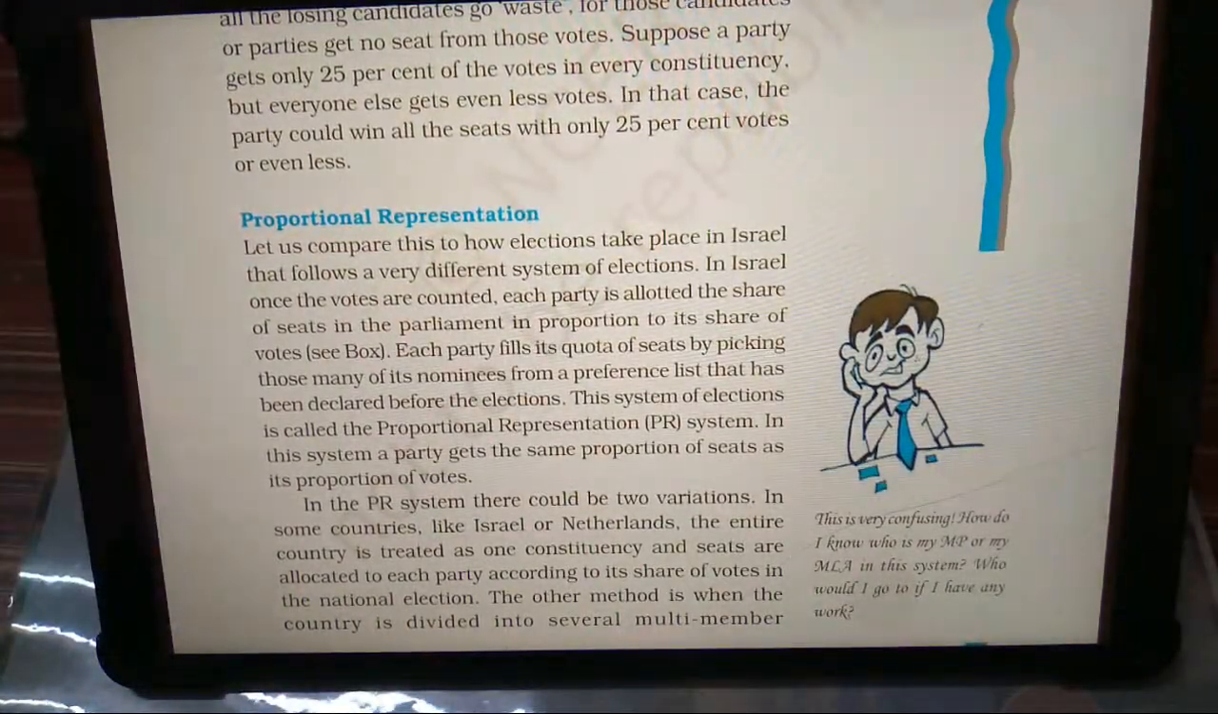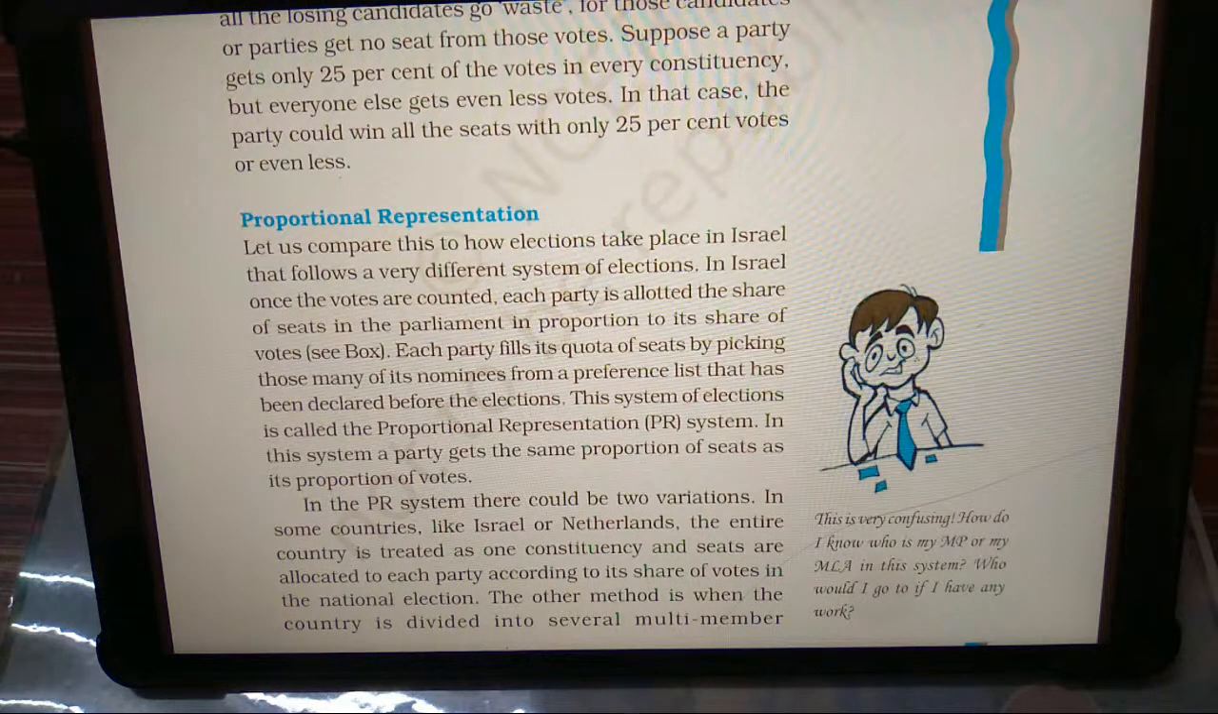Proportional representation. Let us compare this to how elections take place in Israel, which follows a very different system of elections. In Israel, once the votes are counted, each party is allotted a share of seats in the parliament in proportion to its share of votes. Each party fills its quota of seats by picking that many of its nominees from a preference list that has been declared before the elections. This system of elections is called the proportional representation system. In this system, a party gets the same proportion of seats as its proportion of votes.